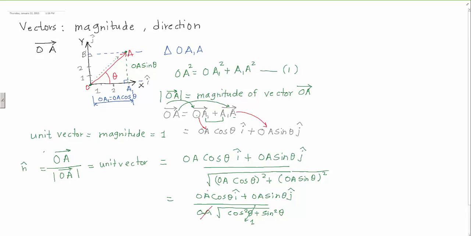This OA cancels with this OA, and wow, we have this nice and interesting result that tells me that my unit vector n is simply cosine theta i plus sine theta j. So this is my unit vector. I'm going to stop here, and in the next video I will add some examples.